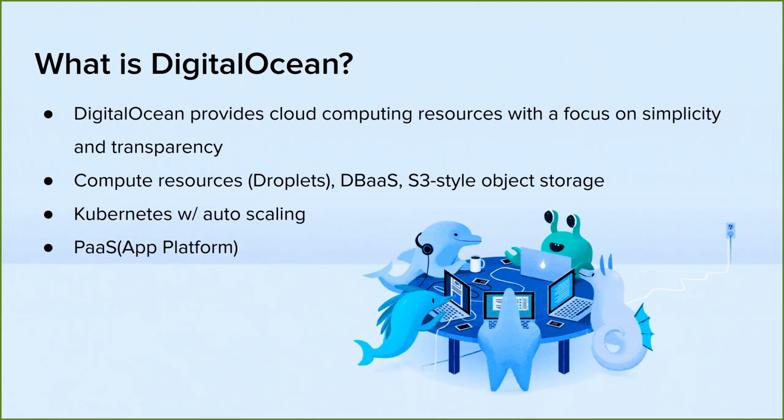Our droplets have different types. We have our basic droplets, compute optimized, memory optimized, storage optimized, et cetera. We also offer Kubernetes with built-in auto scaling. That includes a horizontal pod autoscaler as well as a node autoscaler, and you can mix and match your worker pool types with the various droplet types. We also have a platform as a service, which we call App Platform. App Platform is really easy to work with. You can just point it at your GitHub repository or a pre-built image, and it'll work with it right out of the box.